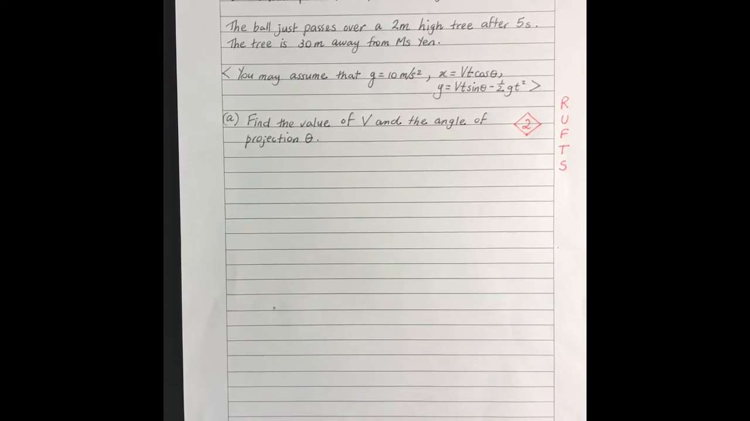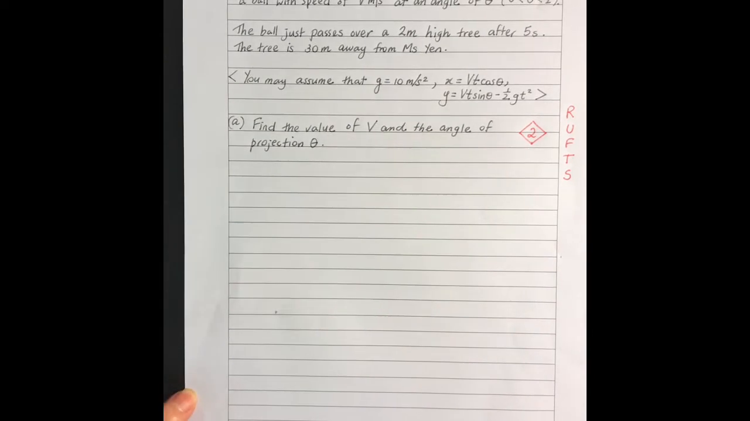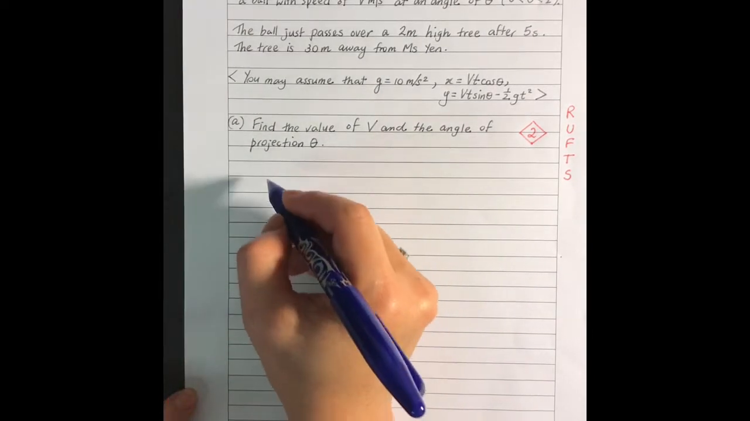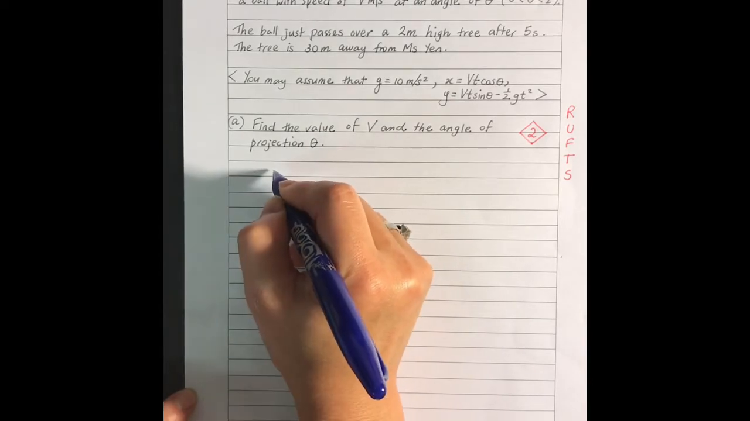So we read the question and understand the question. What are we looking for? The two things: the value of V and the angle of projection theta. What is the information? Before we start collecting it, I like to sketch the diagram from the question.